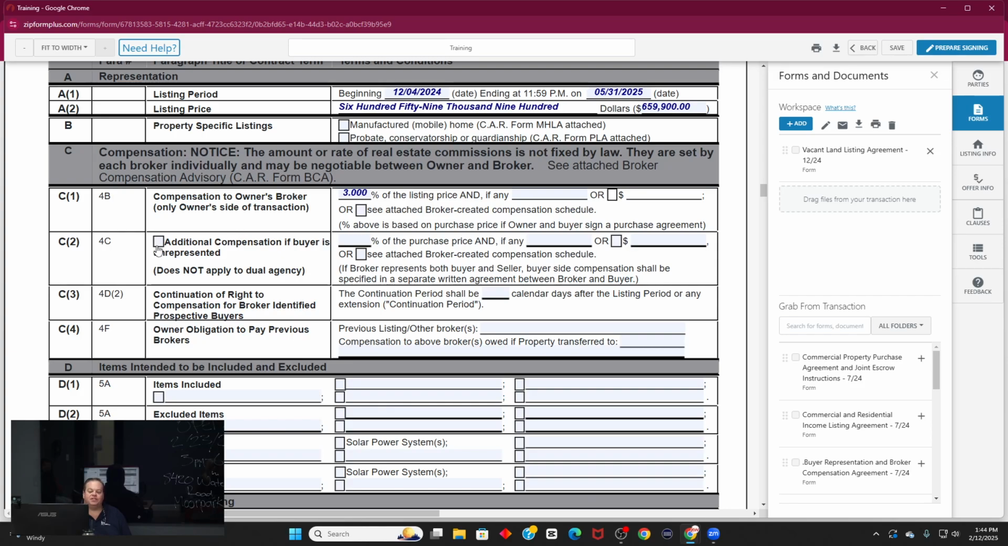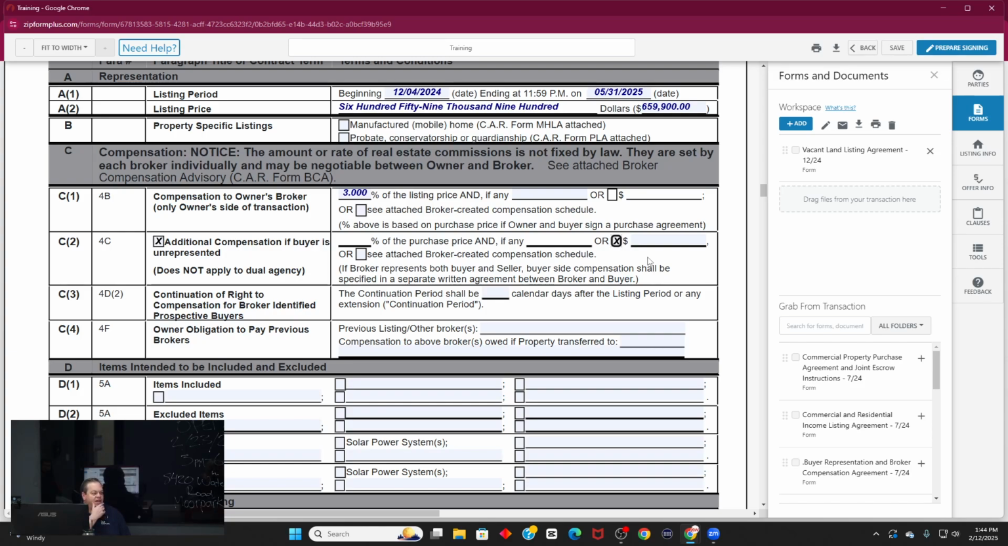Additional compensation if the buyer is unrepresented. What does this mean? If they come to your listing marketing efforts and they have no buyer broker, then the seller says, hey, you're representing both sides, now I'm due more compensation for my extra effort. That was a great explanation, Brandon, and you only had one word in there that isn't correct. But the rest of it was a great way to explain it.